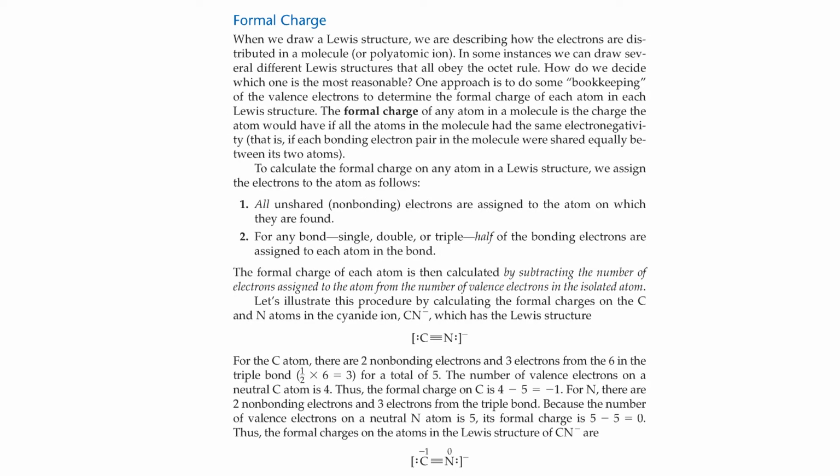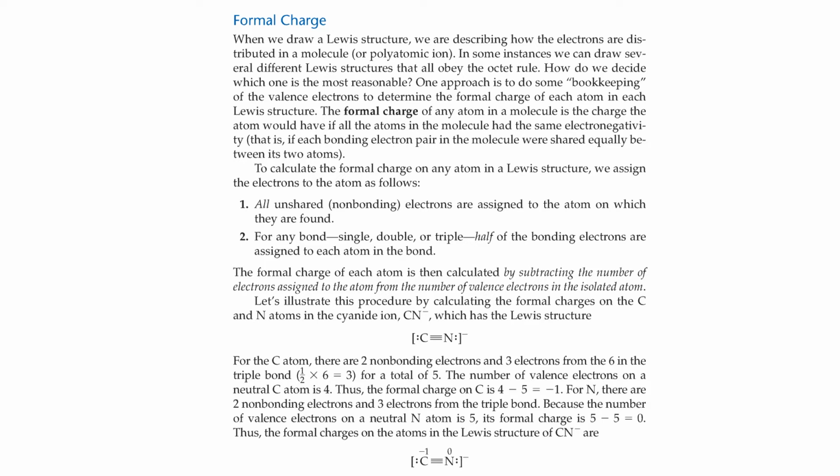Formal charge. When we draw a Lewis structure, we are describing how the electrons are distributed in a molecule or polyatomic ion. In some instances, we can draw several different Lewis structures that all obey the octet rule. How do we decide which is the most reasonable? One approach is to do some bookkeeping of the valence electrons to determine the formal charge of each atom in the Lewis structure. The formal charge of any atom in the molecule is the charge the atom would have if all the atoms in the molecule had the same electronegativity. That is, if each bonding electron pair in the molecule were shared equally between two atoms.